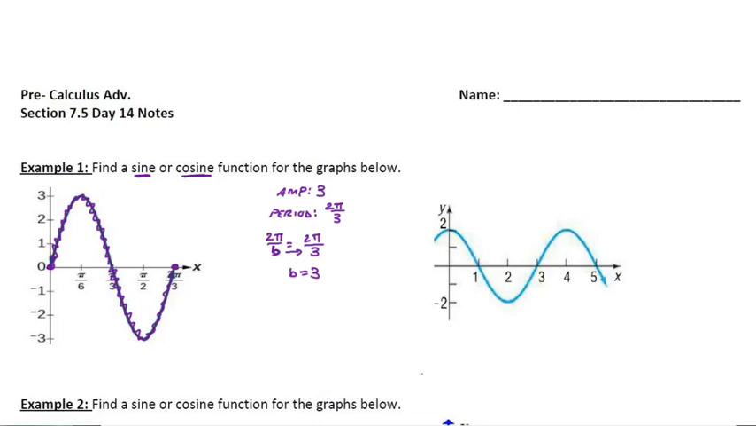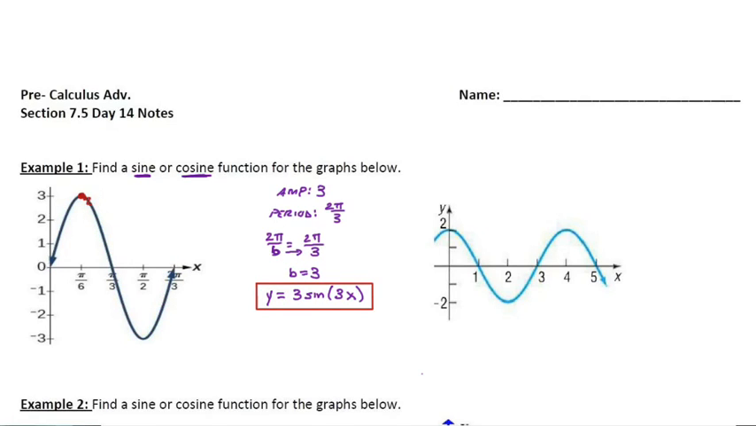So looking at this function here, I have an amplitude of 3, a period of 2 pi over 3, which means my b value is 3. And with those two pieces of information, I can write a sine function for this graph. So my equation would be y equals 3 sine of 3x. The 3 out front is the amplitude, the 3 on the inside of the function is my b value, and there's my equation. But like I said before, I can actually also write a cosine equation for this graph.